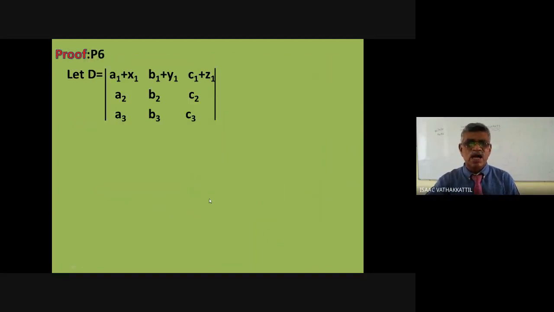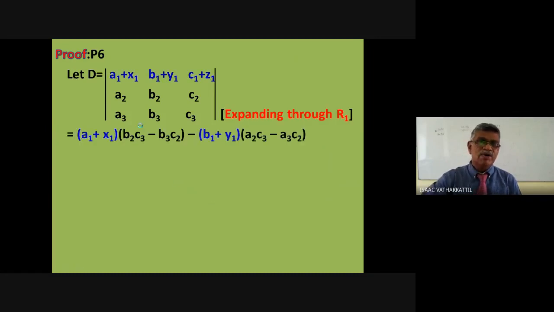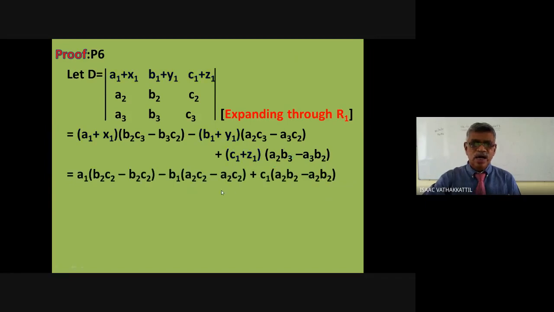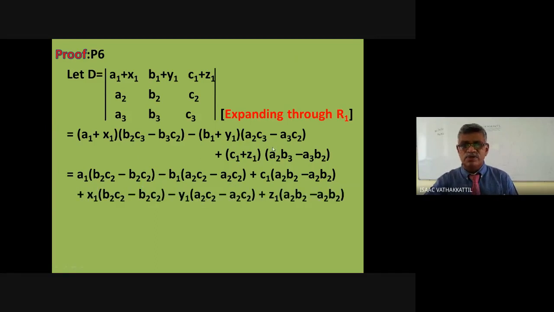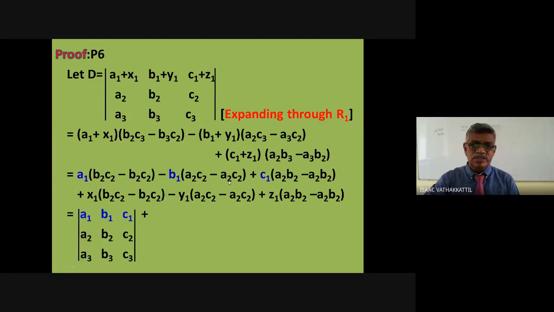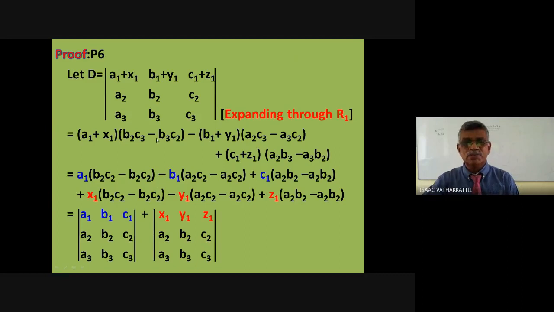Proof is very simple. Suppose I have a determinant. If you evaluate, what you get is A1 plus X1 into B2 C3 minus B3 C2, minus B1 plus Y1 into, and so on. Now I am going to expand this: A1 into this minus B1 into this plus C1, plus X1 into this minus Y1 into this plus Z1 into this. And this I have as two determinants. One is A1 into this, etc., is one determinant, and plus X1 into etc. is the second determinant. So one determinant is equal to the sum of two determinants, and that is obtained by splitting only one row. Here I split the first row.